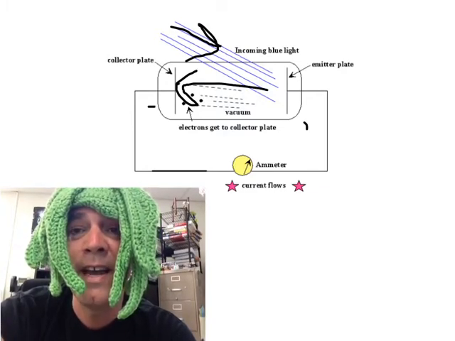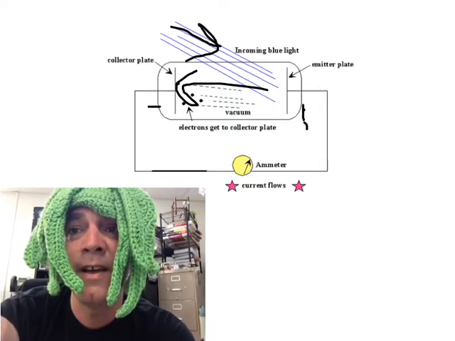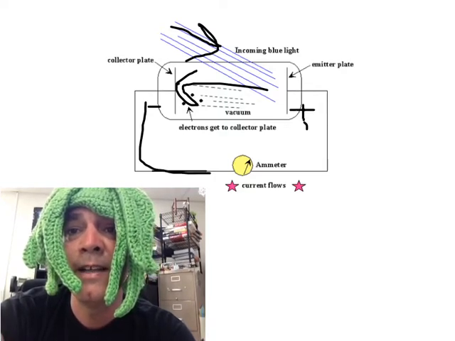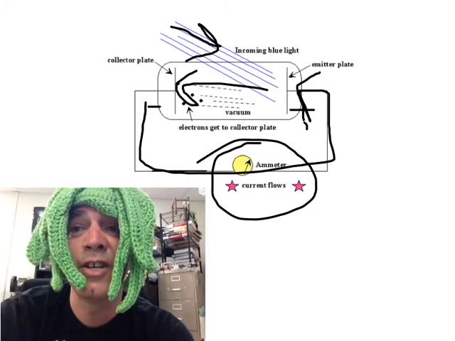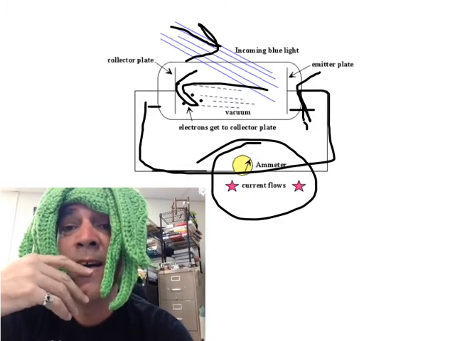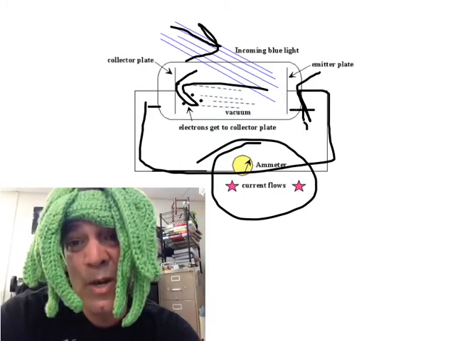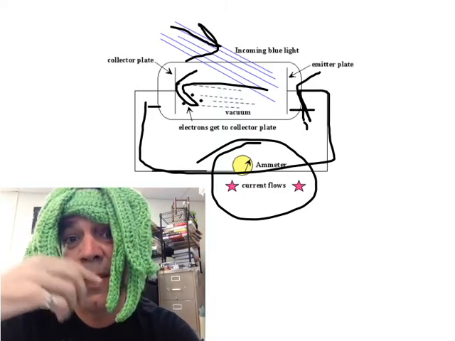And because now we have a negative there and we're missing some here, we have positive there, that creates a potential difference and we get some current flow around the circuit. And if we put an ammeter there, we can measure how much current there is from that. And that's great. So that's how we knew that there were electrons going across. That's not actually the experiment though.